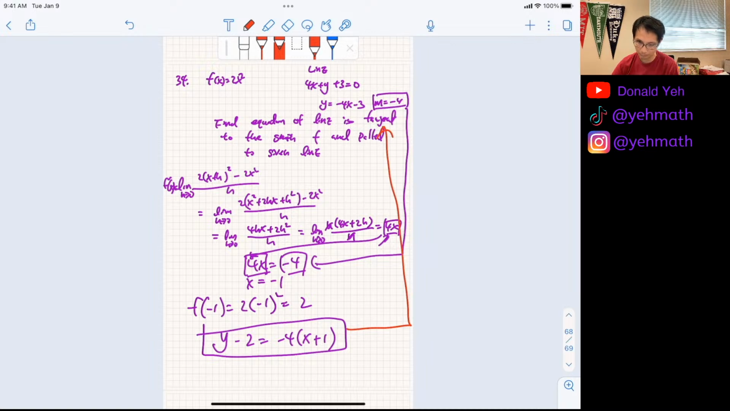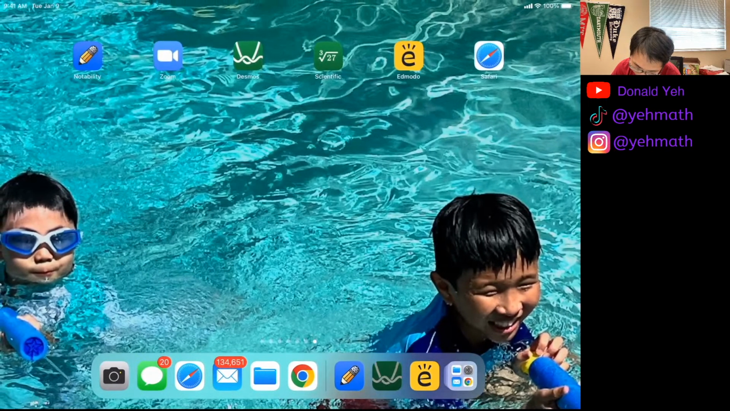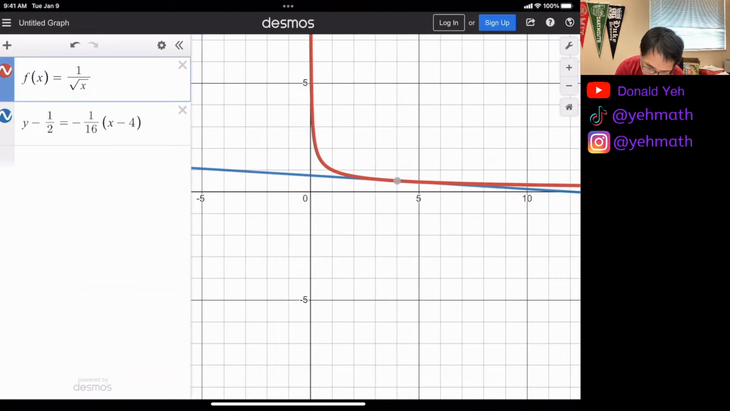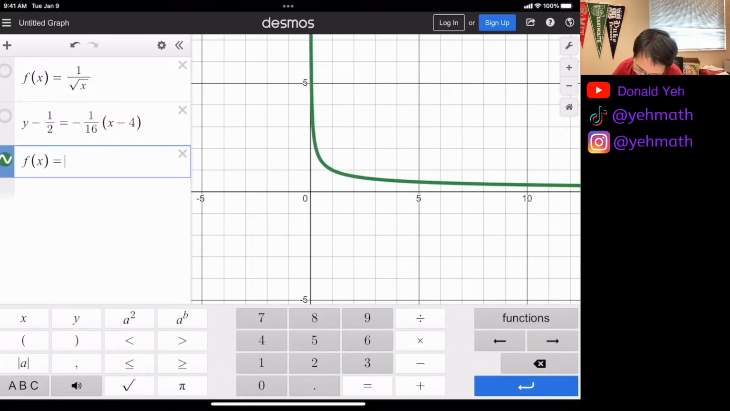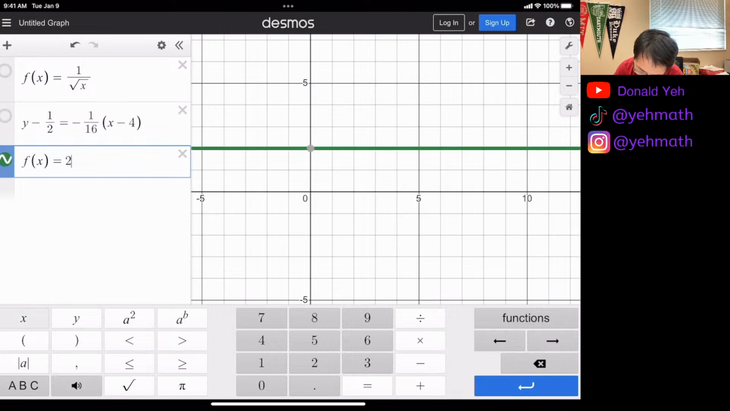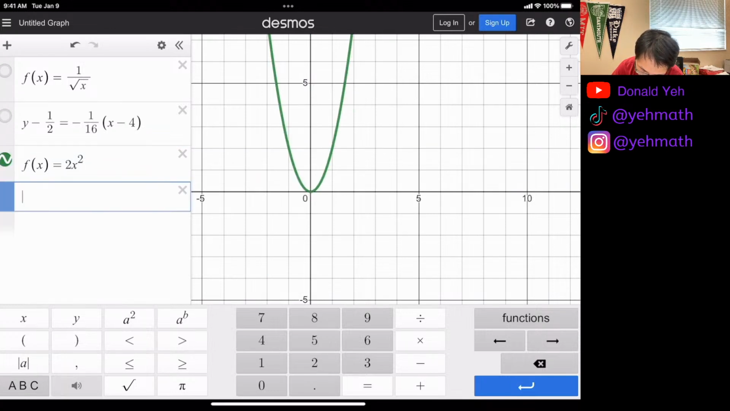And let's check if it's true. Let's go to the graph. Let's unhighlight this and say f of x equals 2x squared. And then what's the other graph? 4x plus y plus 3 equals 0. Is that right? y equals negative 4x minus 3. Okay, so it's tangent to this.